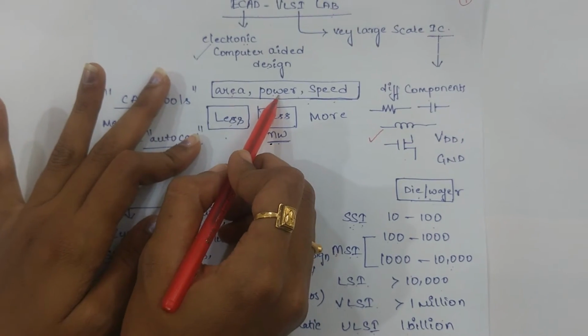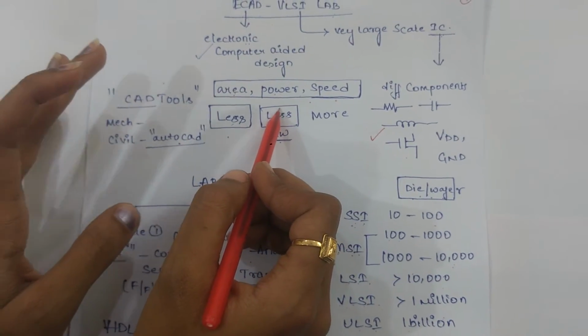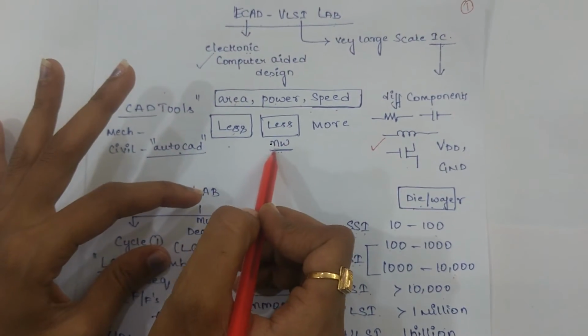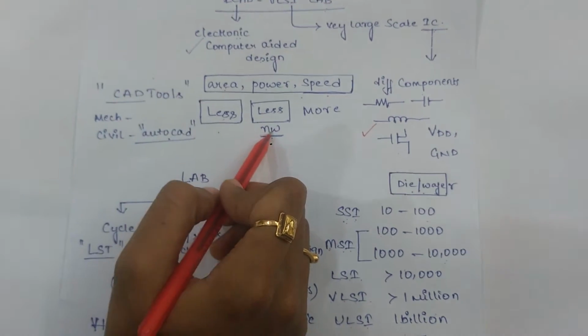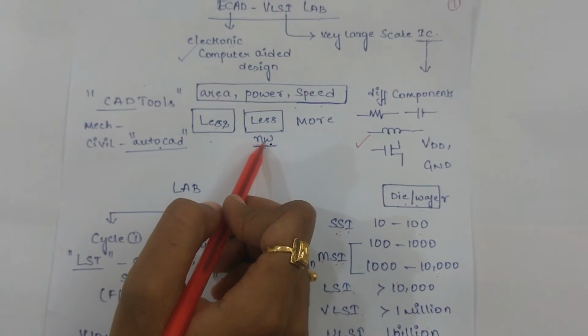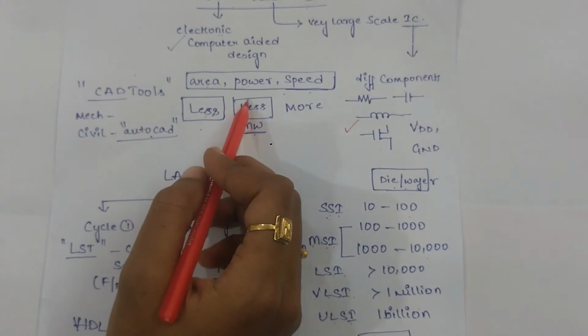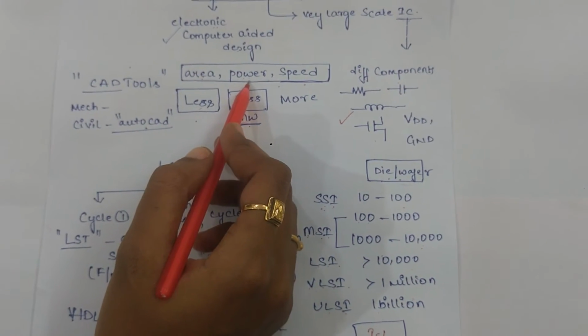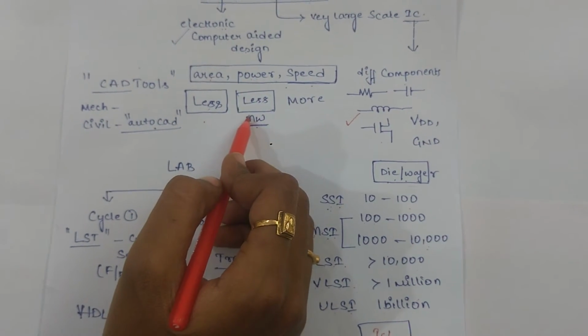The next one is power. The power consumption should always be very low, in terms of nanowatts. If there is more power consumption, there will be less flexibility in nature. That's the reason we have to have very low power consumption.